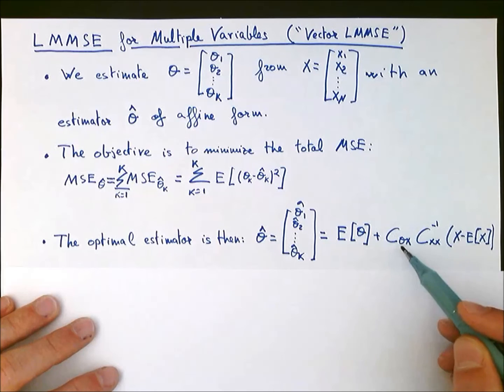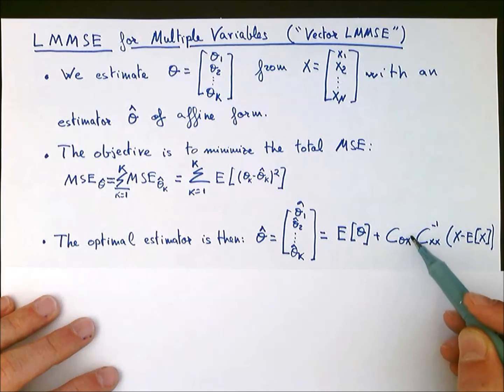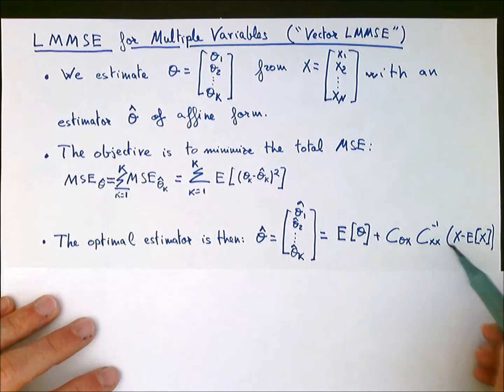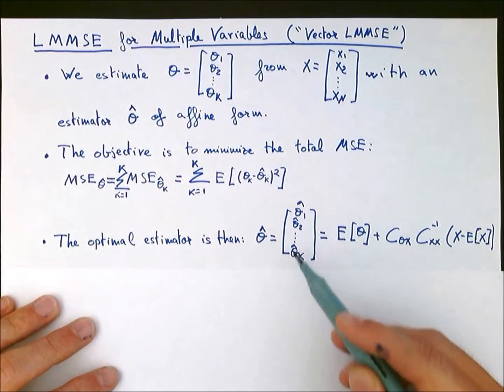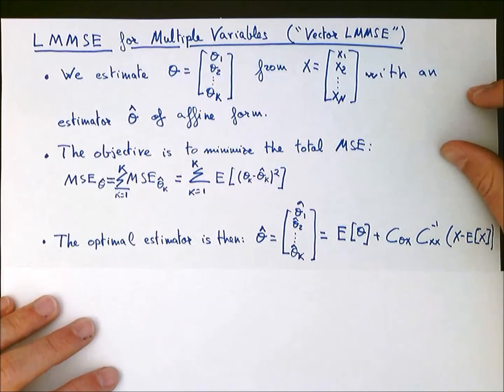Therefore, we multiply the covariance matrix between the vector of unknown variables and the data with the inverse of the covariance matrix of the data itself. The result is going to be a matrix, and the result of the estimator is going to be a vector with k components.